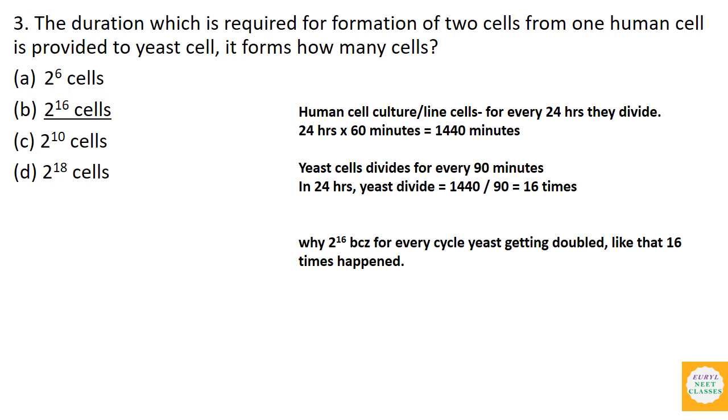So the hours are converted into minutes. So 24 hours contain how many minutes? 1440 minutes. Whereas coming to the yeast cell, its cell cycle takes 90 minutes. For every one cell cycle, it takes 90 minutes. After that, it divides into two cells.